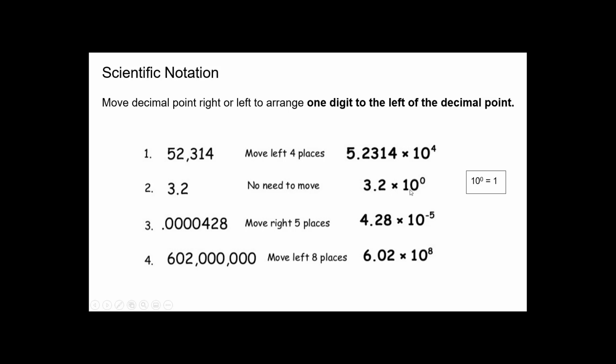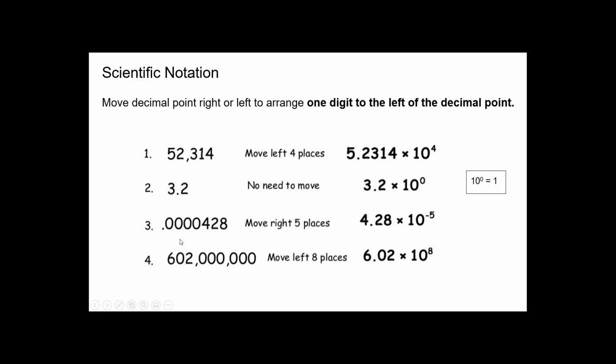We put a times 10 to the 0. This really means 10 to the 0 power is 1. We never changed the decimal point anywhere. This was already set, but we still have to put it in scientific notation. Make sure you're very familiar with 10 to the 0 power. That means 1. So this basically is 3 times 2 times 10 to the 0, which is 3 times 2 times 1.